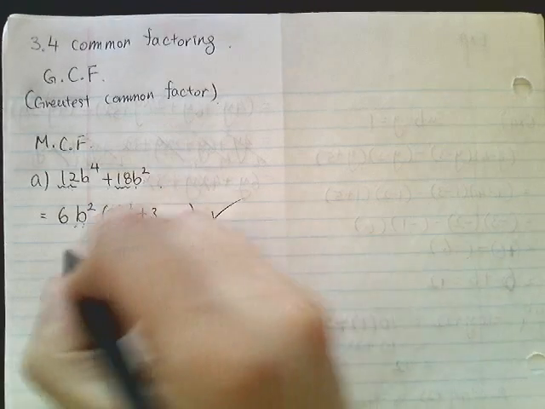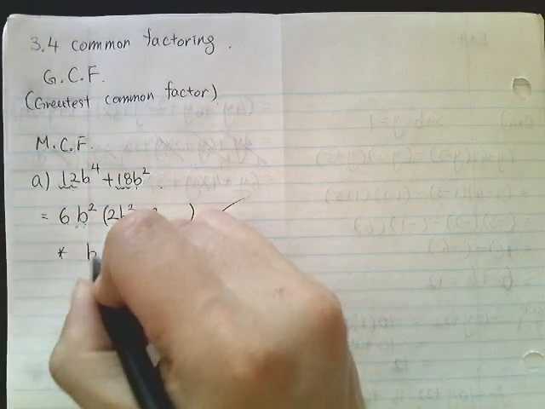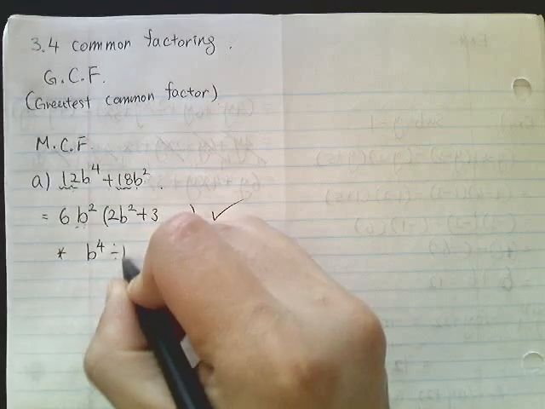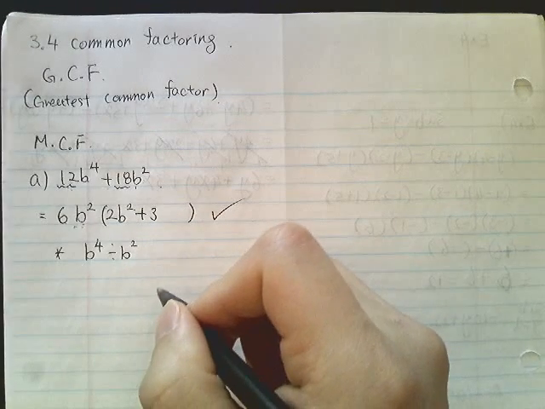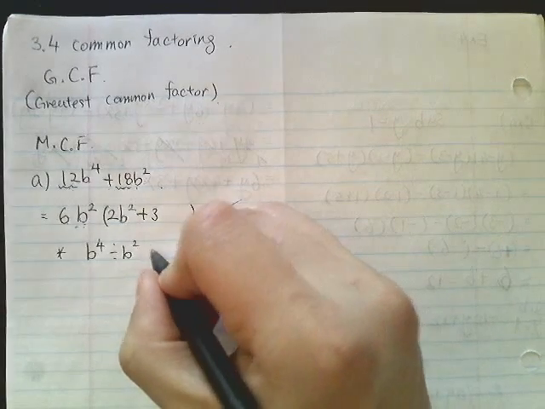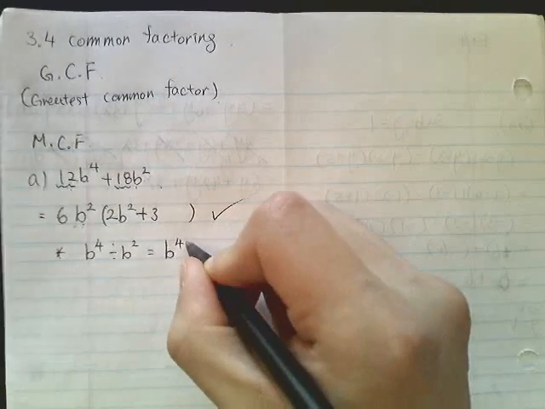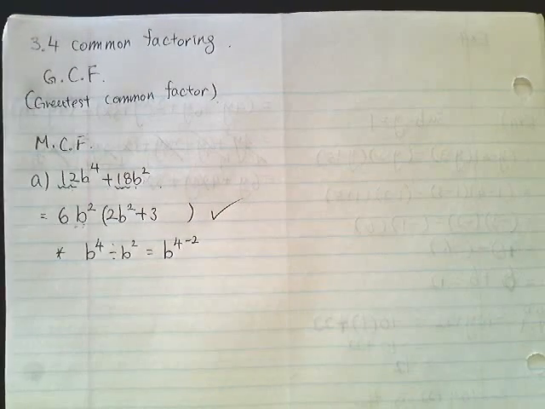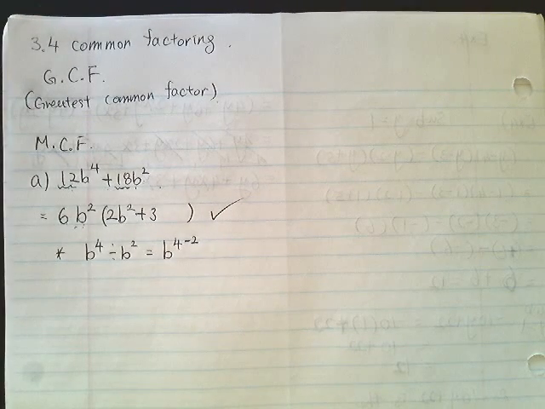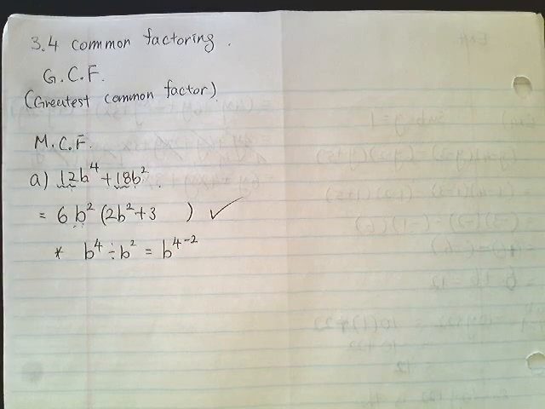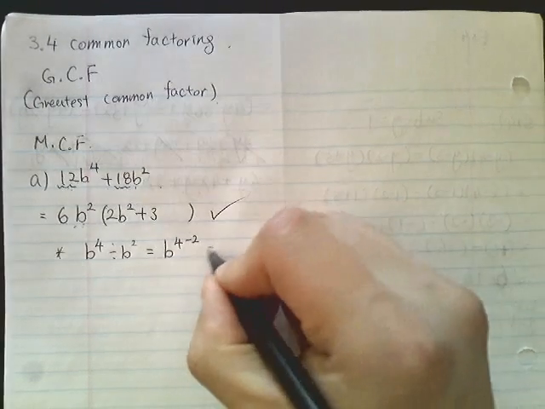Now, just for a small side note, remember b to the power of 4 divided by b squared is simply b to the power of 4 minus 2 in the exponent part. Remember that we talked about it in the first lesson. So that's why it is b squared in the brackets up there.